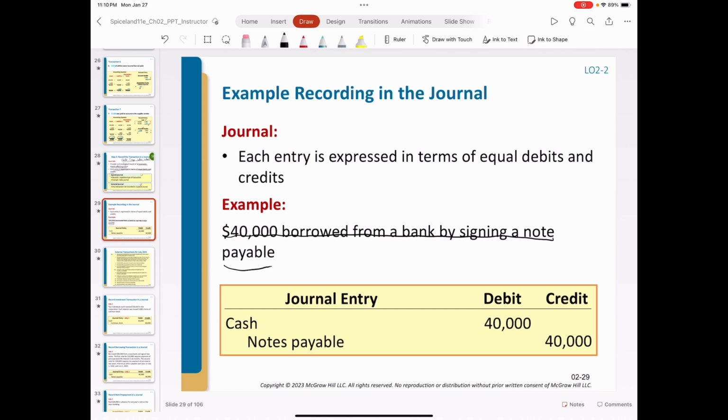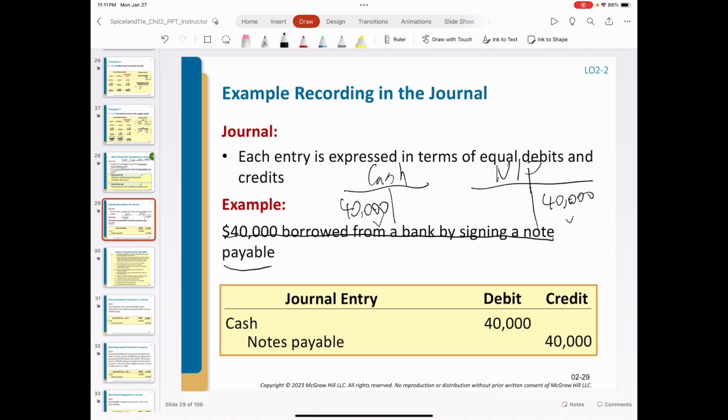So we know the company received a $40,000 cash increase. We're going to debit cash. Remember the T accounts, right? 40 grand. Another one is notes payable. Notes payable increase, that's an increase in the liability, $40,000. This represents a claim of the bank. Debit $40,000 cash, credit notes payable $40,000.